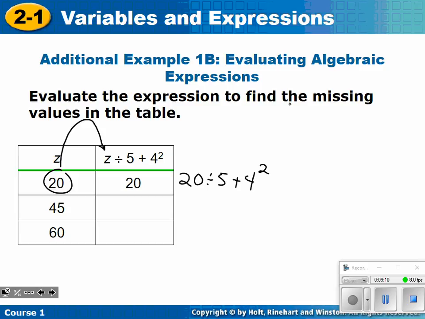This order of operations, what comes first? What do we have to do? Maybe we didn't learn as good as we think we did. What comes first? It's got an exponent. There's no parentheses, so we go to exponent. So it's this right here. Now our new problem is 20 divided by 5 plus 16. Now we do the division, which is 4 plus 16. And that's how we come up with 20. Okay?